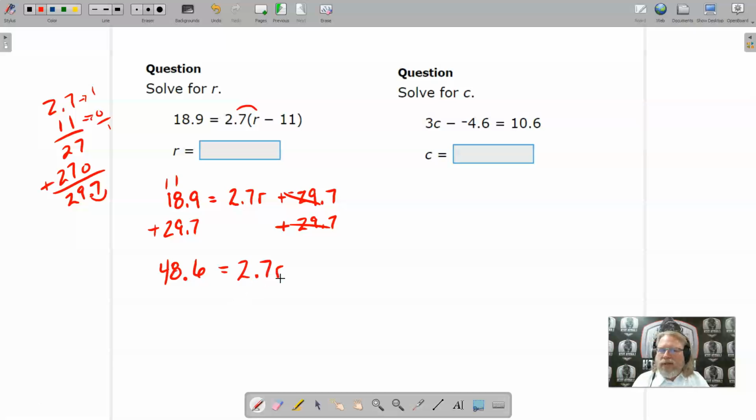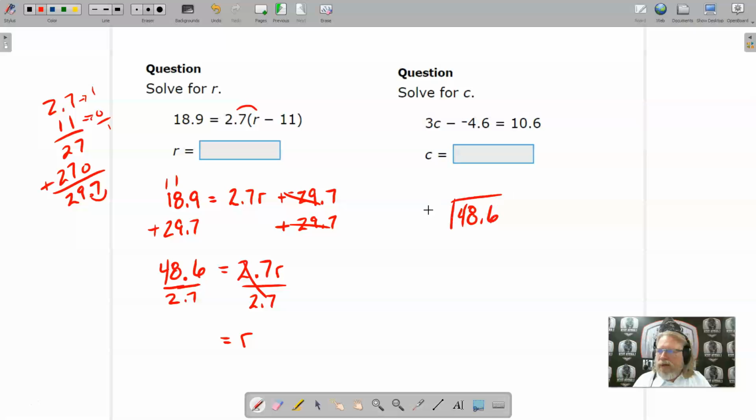So the 2.7 is tied to the r through multiplication. We're going to use the opposite operation, which is division. And we're going to divide by the very number we wish to get rid of, which is 2.7. And what we do to one side, we're going to do to the other. So the 2.7s will cancel each other, leaving us with just r. Now we got to do 48.6 divided by 2.7.